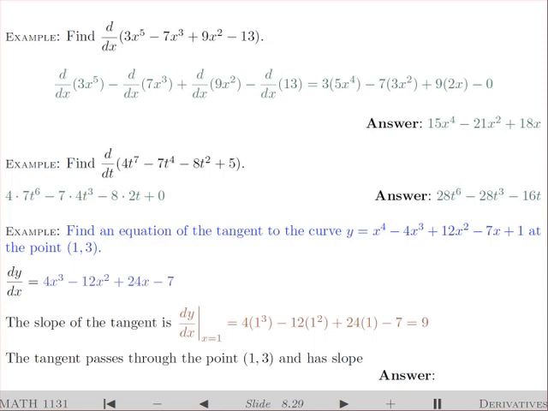So this tells me the tangent line has slope 9. It also passes through the point 1, 3. So in point slope form, the equation will be y minus 3 equals 9 times x minus 1.